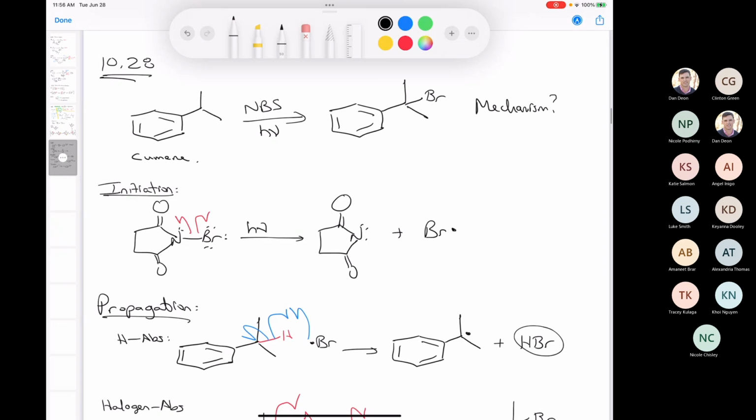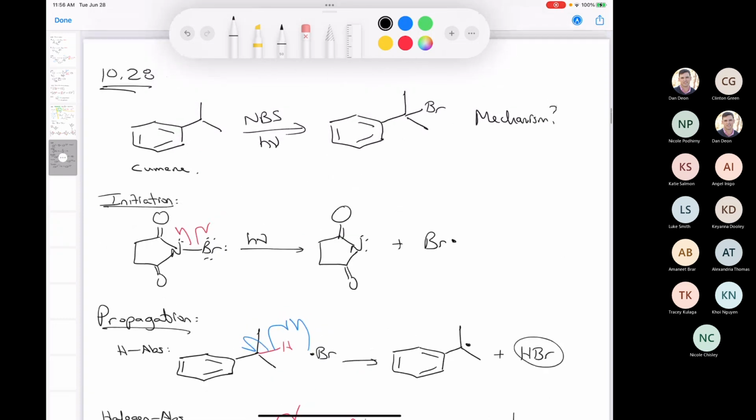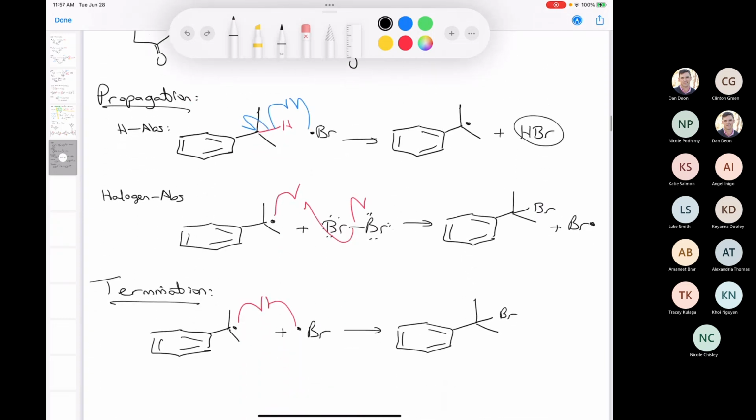And there you go. We provided a mechanism. Remember, the hydrogen abstraction occurs before the halogen abstraction. And remember that there's no Br2 in here, but when the HBr forms, it reacts with the NBS and you end up forming some Br2. But the whole idea was to keep the Br2 to a minimum so that if you're trying to do an allylic bromination with an alkene, you don't just get a bunch of addition of Br2 across the double bond.